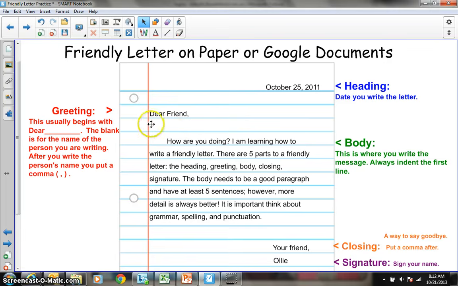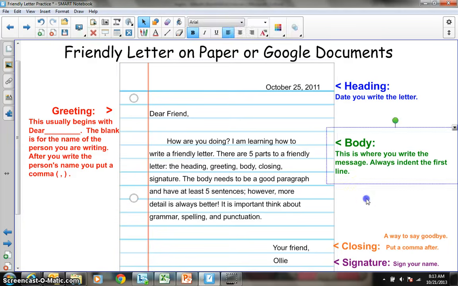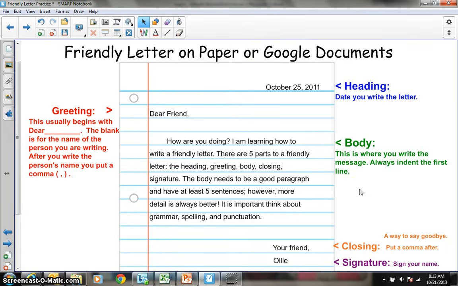Notice that "Dear" as well as the name of whom you are writing to needs to be capitalized. Sometimes you can replace the word "dear" with words like "hi," "hello," or "hey." The body is where you write the message. Notice that the body needs to be a good paragraph and have at least 5 sentences. However, more detail is always better. Make sure that you indent the first line of your paragraph and check for things like grammar, spelling, and punctuation.